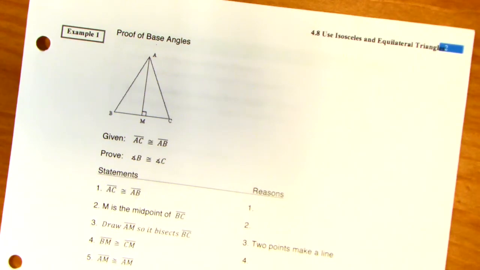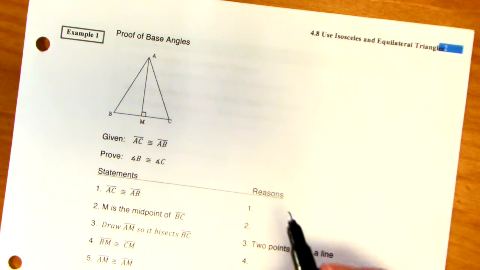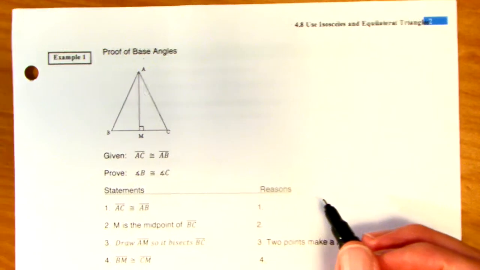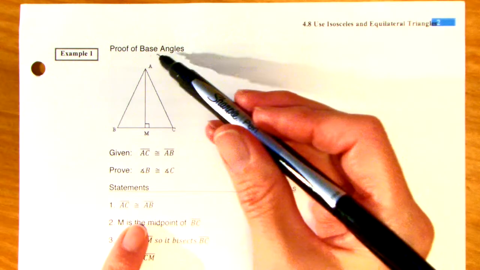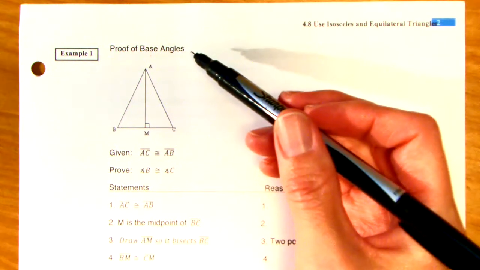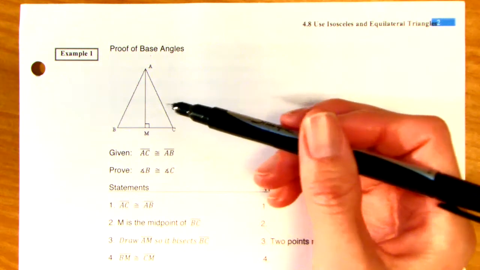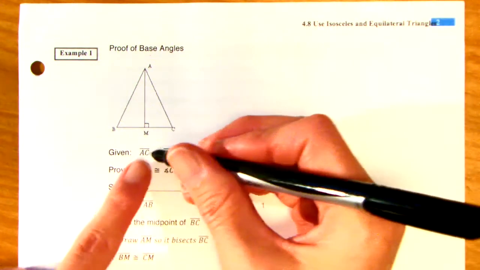Already getting to a proof. There's only one little bit about this proof that I kind of have an issue with, but that's okay. It's a proof that they want you to cover. First of all, proof of base angles. We want to prove that the base angles are congruent. We have an isosceles triangle, so we already know that these two segments are congruent. That's our given.